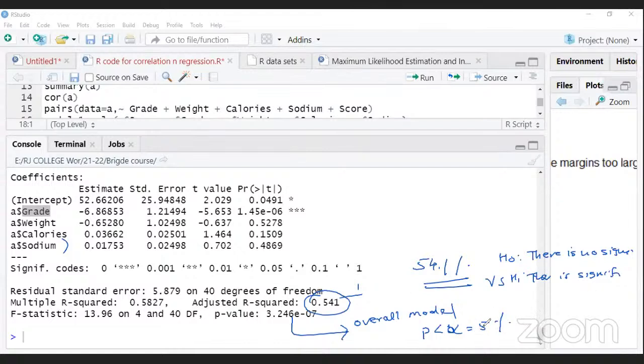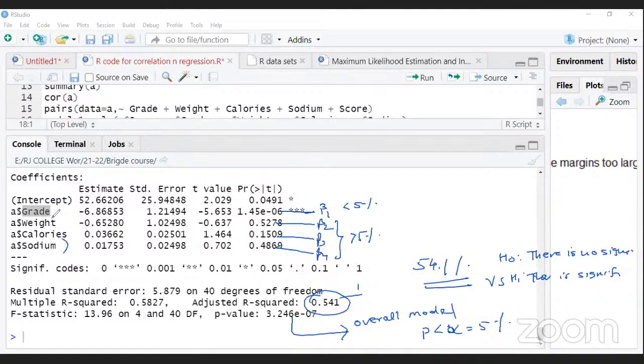Now, since overall model is significant, on the basis of which variable it is more significant, I have to check the individual test. This is my beta 1, this is my beta 2, this is my beta 3, this is my beta 4. If you look at this variable, this is less than 5%, but all the others are greater than 5%. So only grade is significant, whereas these three variables are not significant in my model.